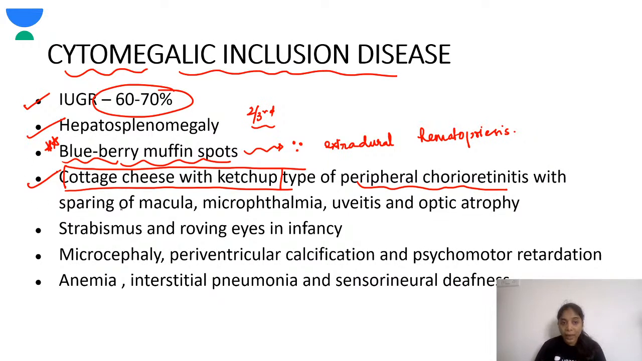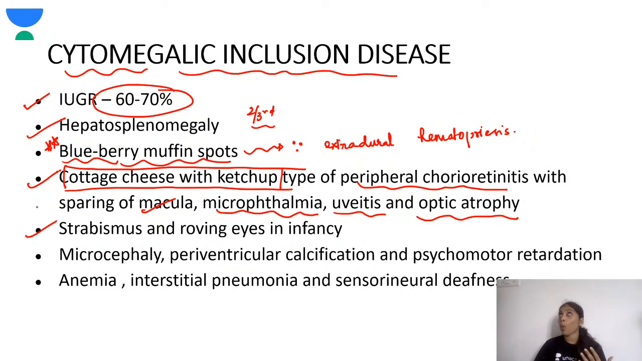Over here there is sparing of the macula. There could be microphthalmia in these children. I'm talking about the ophthalmologic features: there could be microphthalmia, uveitis, and optic atrophy. But remember the blueberry muffin spots and the cottage cheese with ketchup type of chorioretinitis. Next feature is strabismus. These children have strabismus, roving eyes. Basically, since they have so many ophthalmologic features, their vision is not so good.